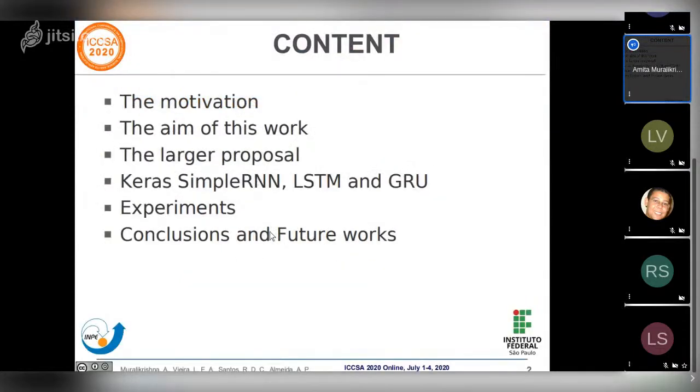I divided this presentation into 6 topics. I'll start by telling about what TSI is and the motivation behind predicting it. Then I'll show the main aim of this work. In sequence, I'll tell about the larger proposal concerning the objective of my thesis project. Then mention very quickly the neural networks I'm using. Show the main results of the experiments, and finally conclude with some suggestions of future work.